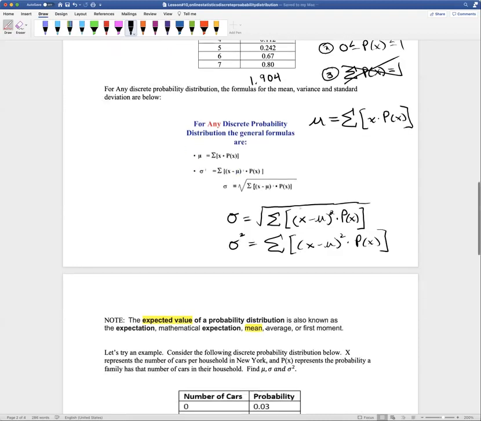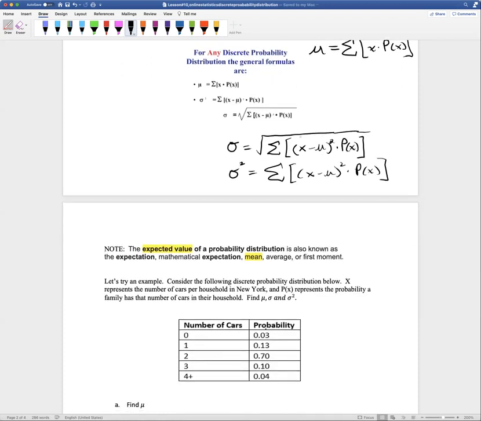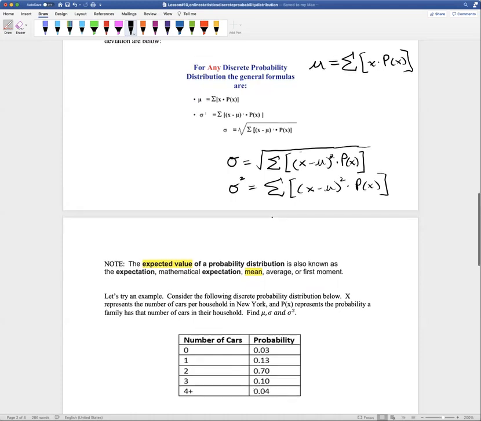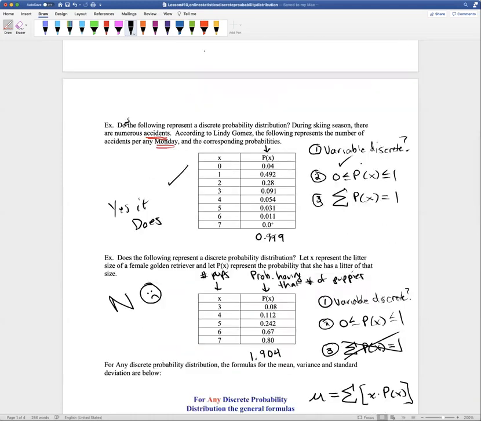But before we get to the example, I want to make sure that you understand when we talk about the expected value of a probability distribution, that's the same thing as saying the mean. So when we look at the probability distribution over here, we would say to ourselves, how many accidents would we expect on a Monday based on this probability distribution? If this was a probability distribution over here, we would say, how many puppies would we expect based on these probabilities?